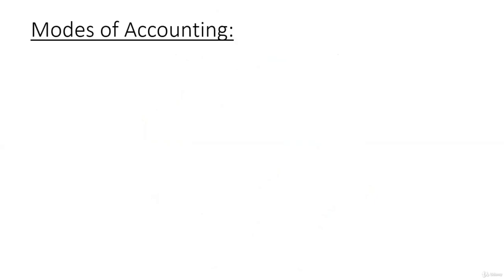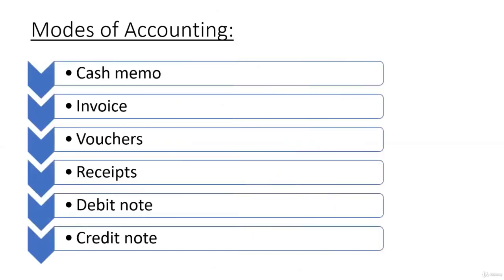Now moving forward, we'll be discussing the modes of accounting. Modes of accounting means how we maintain accounts, in which form we can make the accounting. So first comes the cash memo. Cash memo, you are very well aware of the cash bill. So the document in which our cash details are mentioned is called the cash memo.